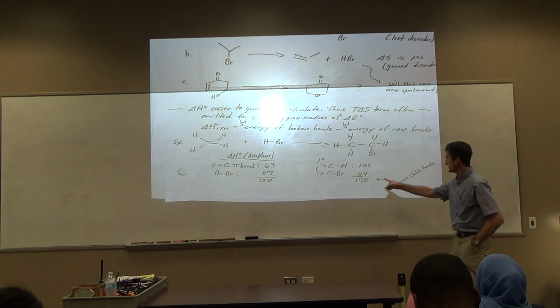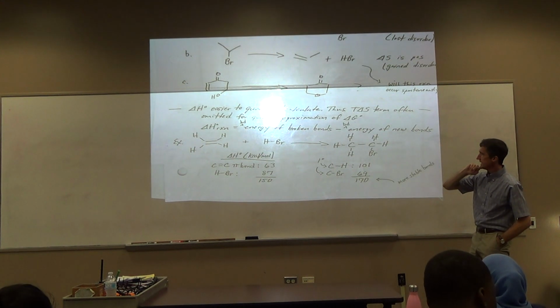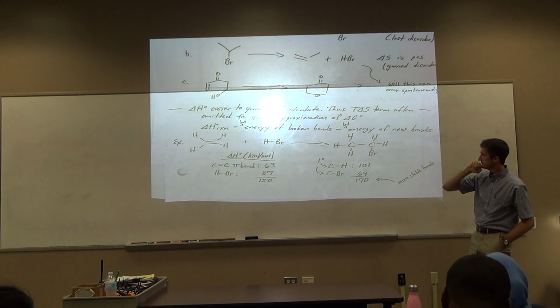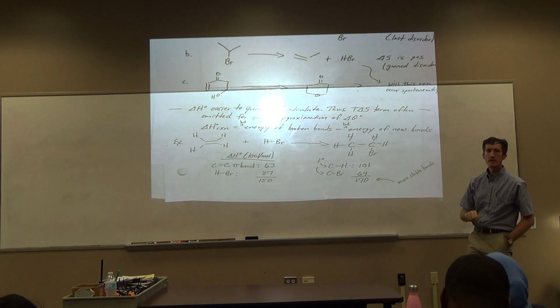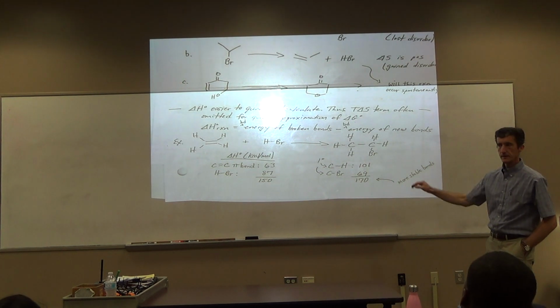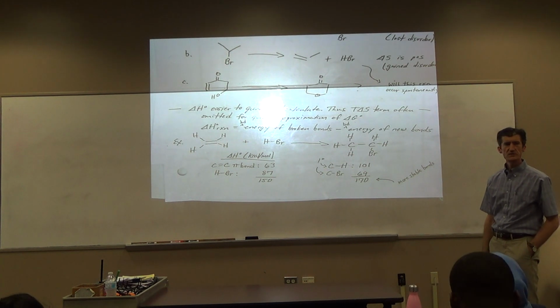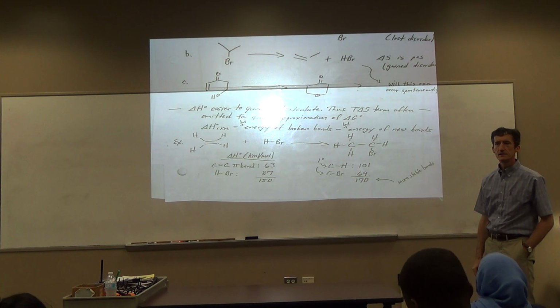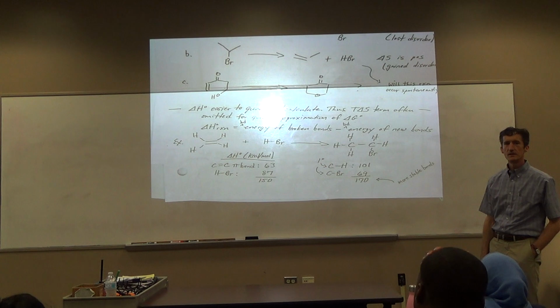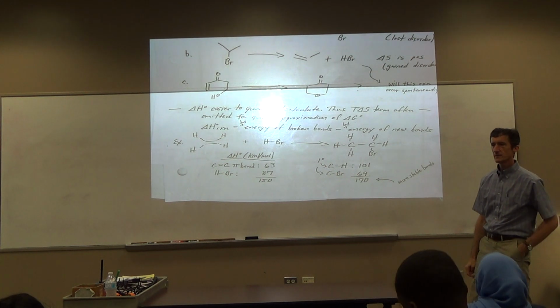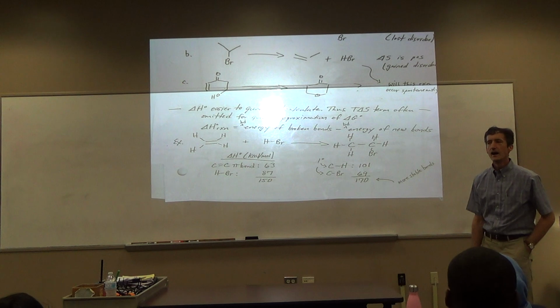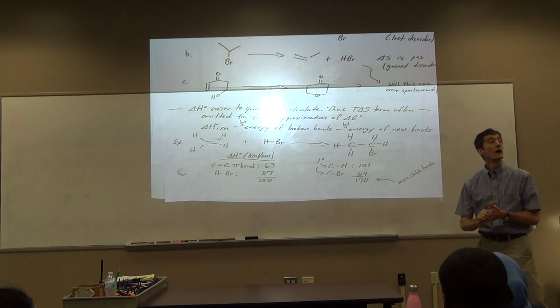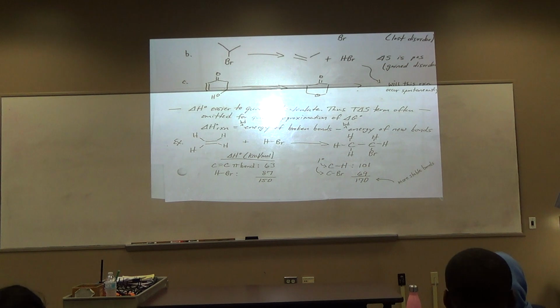Okay, so that was broken, this was formed. What is delta H? Negative 20. Negative 20, right? Why is it negative, not positive 20? Reactant minus product. Okay, but what does that mean, though? That sounds like a memorized math equation. More energy was released in the forming of those bonds than it took to break the bonds in the reactant.